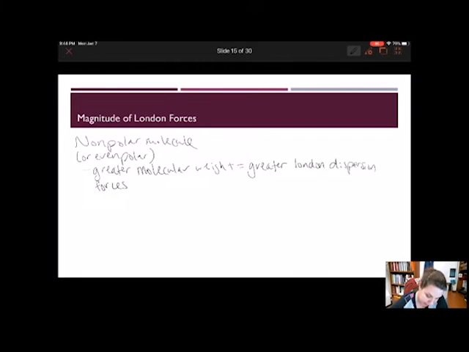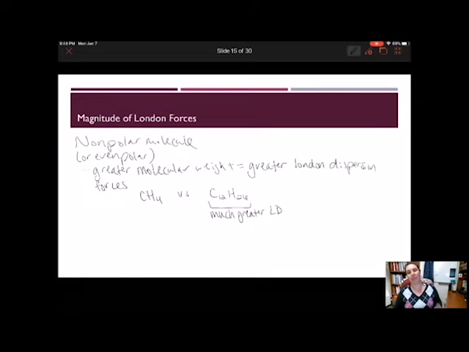So if we have something like methane versus dodecane, much greater molecular weight, much greater London forces. I'm just going to do LDF for London dispersion force because I'm being lazy.